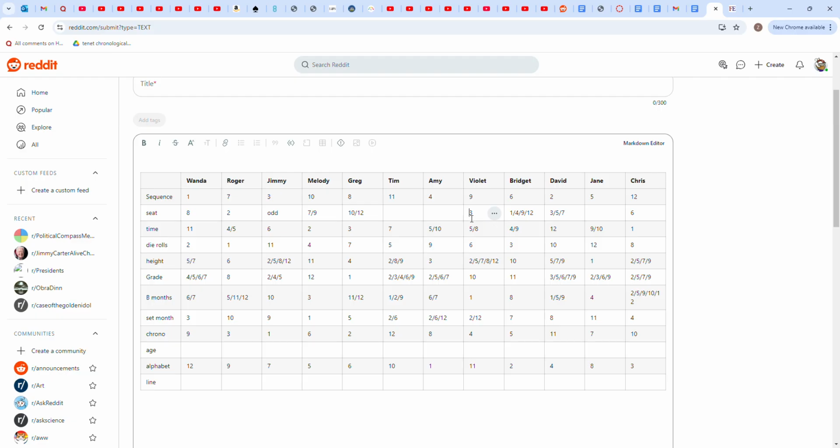And now that we know that she sits in seat number 3, not only can we eliminate the possibility that David sits in seat number 3, but we can also figure out where both David, Jim, and Melody sit. If Violet sits in seat number 3, there's David and Jim in between her and Melody. So that's going to take up seats 5 and 7, which means that Melody is going to be in seat number 9.